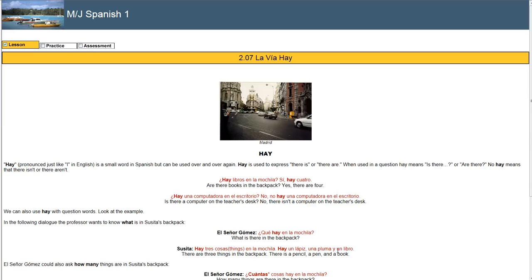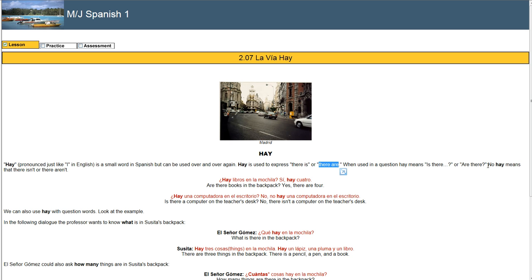Okay, now we're going to look at lesson 2.07, and this is the verb hay, H-A-Y. Even though it looks like "hey," it is pronounced "I," as in I am or I see with my eye. So that's how you're going to say it, and it has two meanings in Spanish. It means either there is, if you're talking about one thing, or there are. So you can translate it either way.